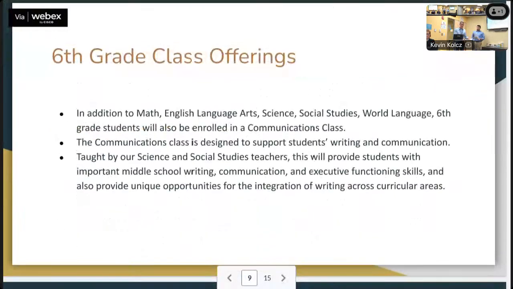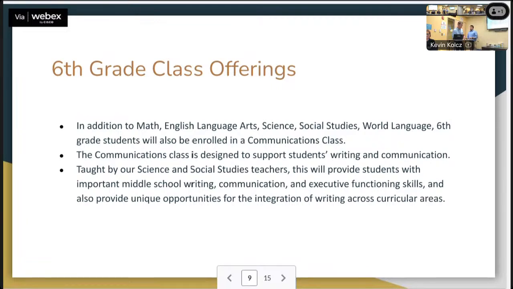Joe is going to talk a bit about those class offerings and give you some more specific details there. As Nate talked about the reimagining and the realigning of how this schedule comes together, this is a really exciting part of this conversation. So students coming into 6th grade next year would have 6 academic classes. They'll have a math class, an English language arts class, science, social studies, world language, and they'll be enrolled in what we're calling a communications course.